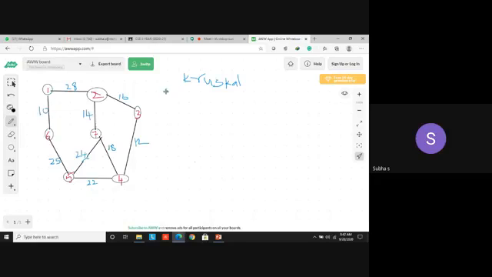So choose here 1, then what? 1 and 6 connected with the weight 10. So first choose this one. Then instead of moving to the adjacent vertices as seen in Prim's algorithm, here you have to find the next minimum weight. Yes, the next minimum cost.